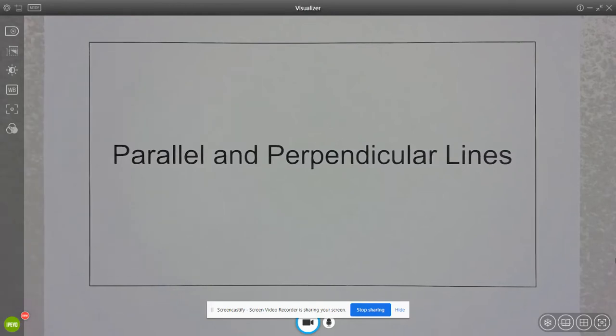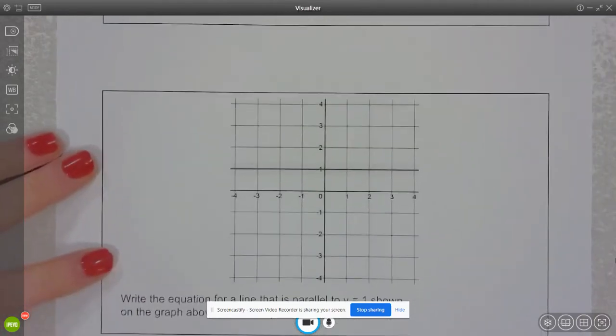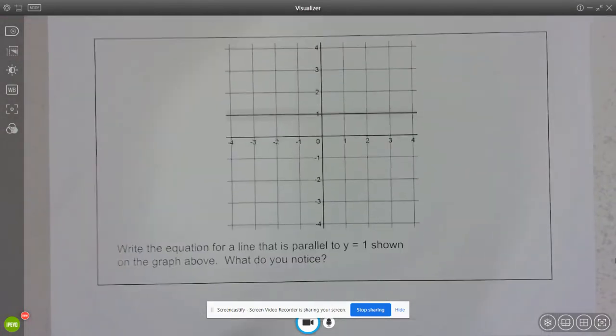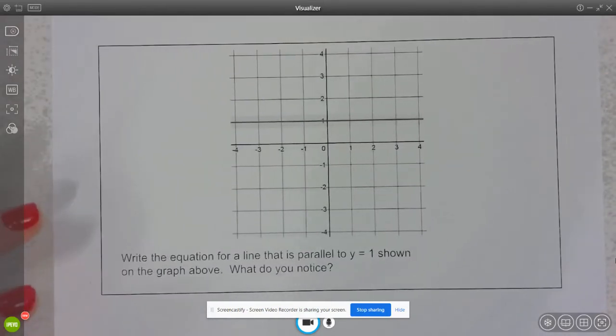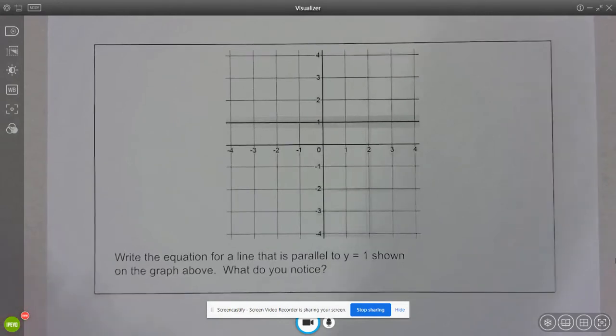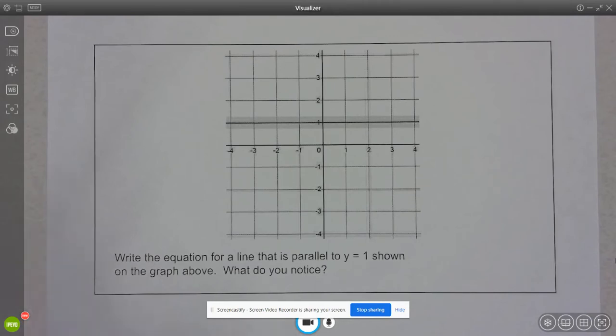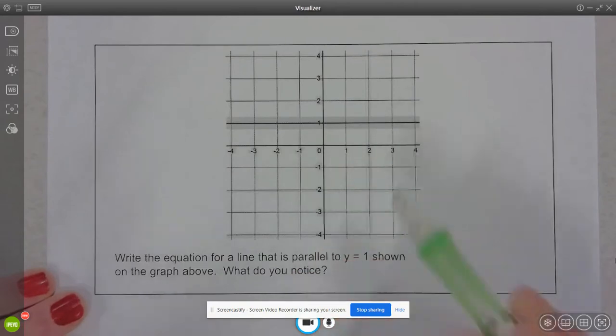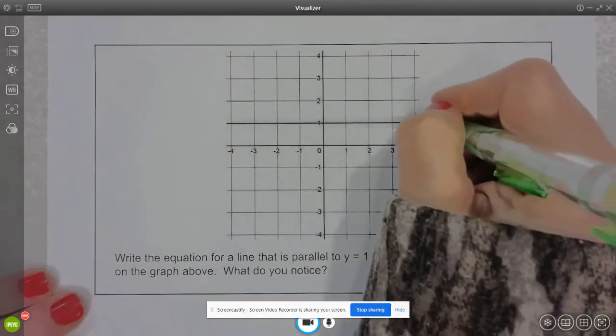So in this lesson, we're going to talk about parallel and perpendicular lines. And before we talk about specific characteristics, we're going to look at a couple lines first. All right, so we have the equation y equals 1 shown on our graph up here. So this line right here would be y equals 1.